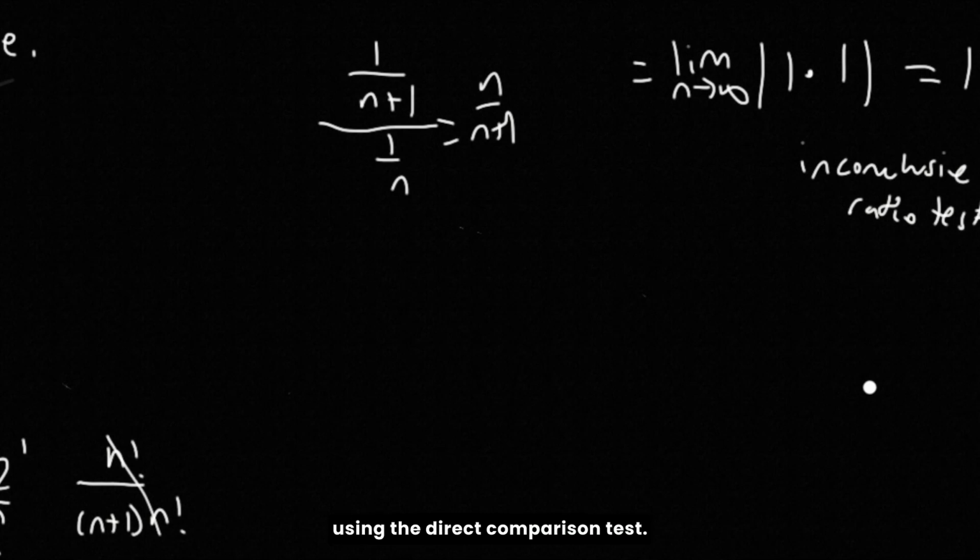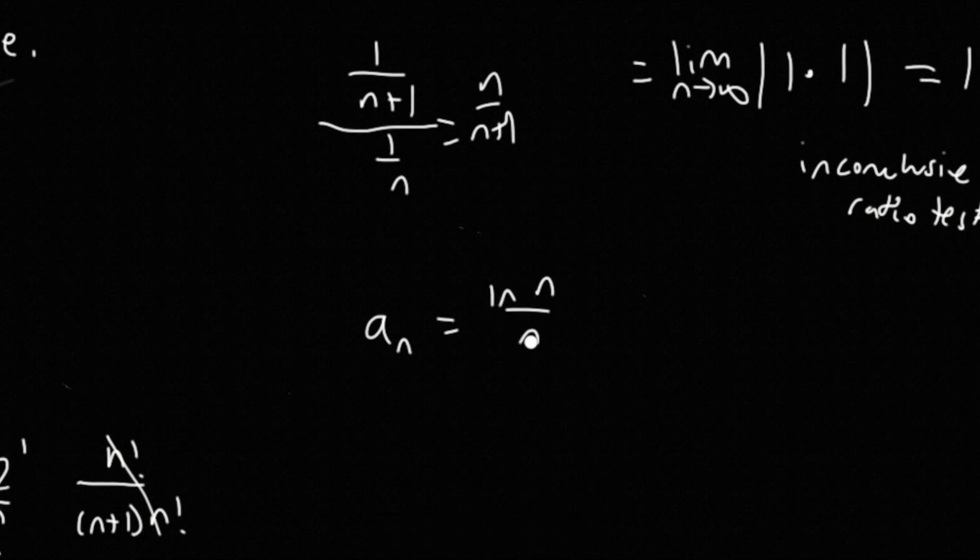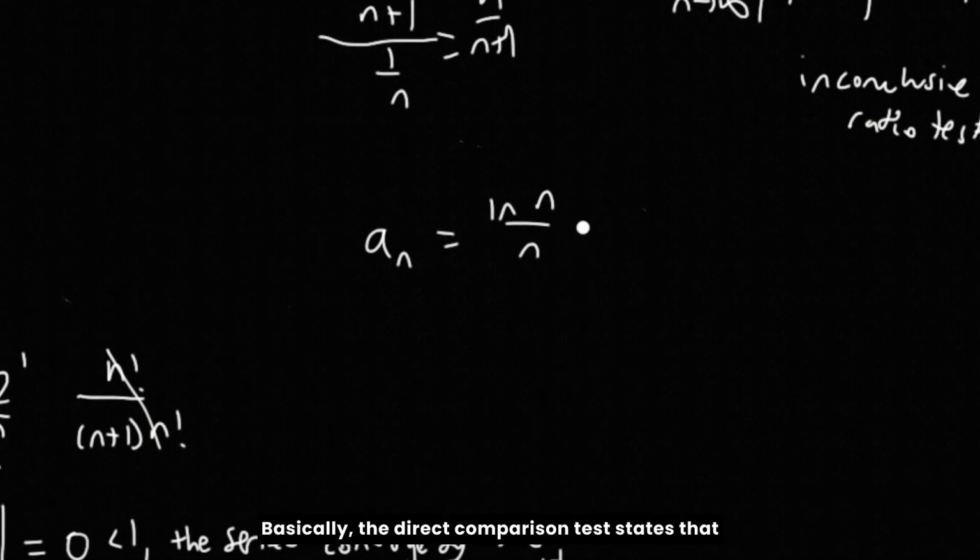In this case, we'll be using the direct comparison test. It is most logical as we can compare ln n over n to a different function. I haven't really discussed much on other tests, but I'll definitely make videos on it. But the direct comparison test, which is another formula that should be memorized, we have a_n equals ln of n over n. Basically, the direct comparison test states that if you have a smaller function and a larger function, if the smaller function diverges, the larger function diverges. And if you have the larger function converging, then the smaller function must converge.